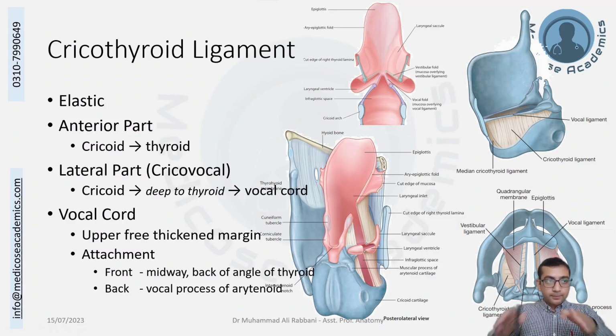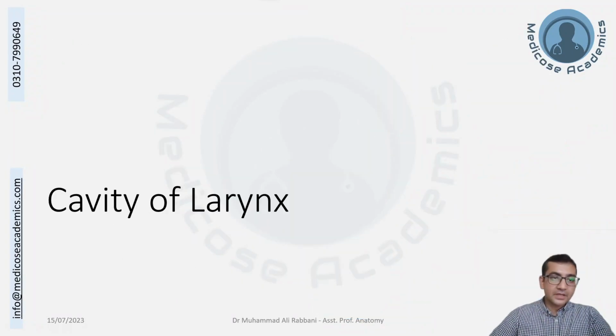It is going up like this, like a cone, like a tent. This is also very elastic because the vocal cords continuously have to flap and come back to the normal location. This is mostly elastic fibers. It contains a lot of it. So this membrane is also known as conus elasticus.